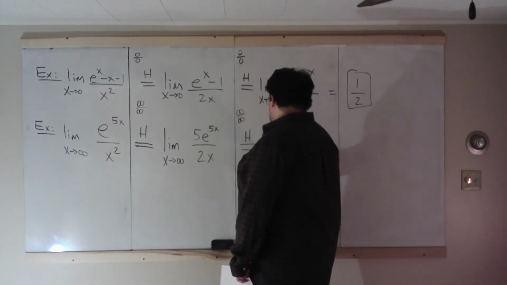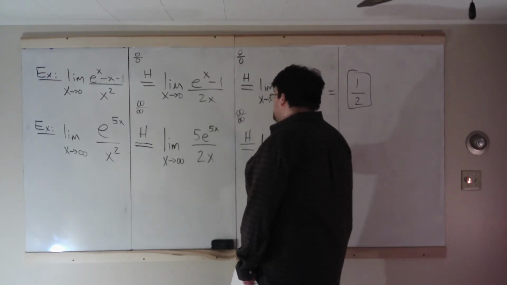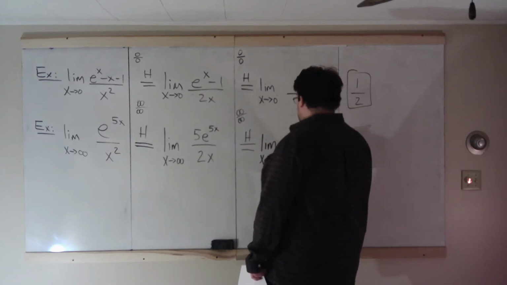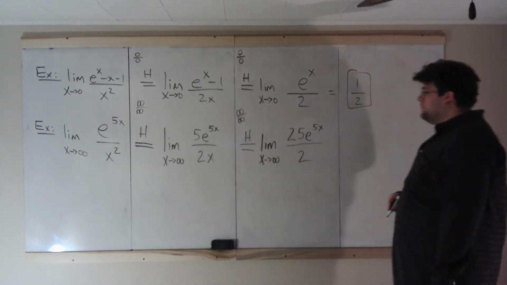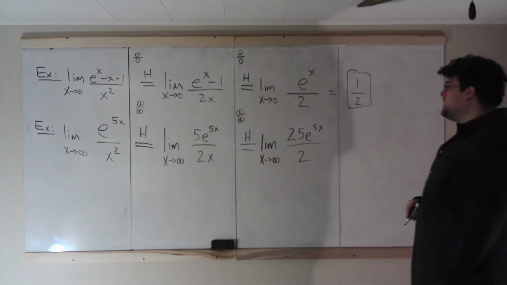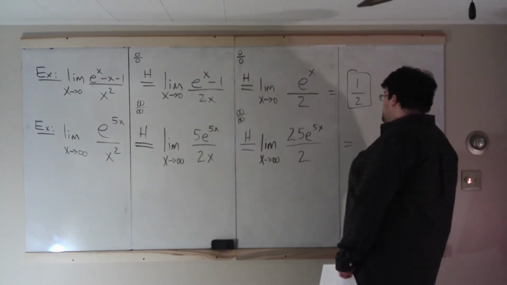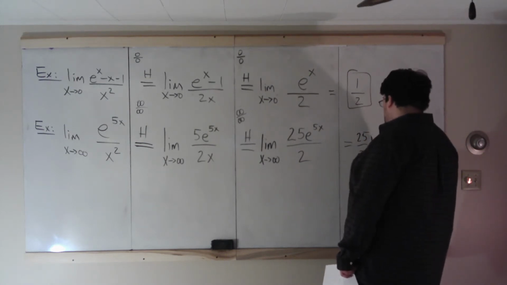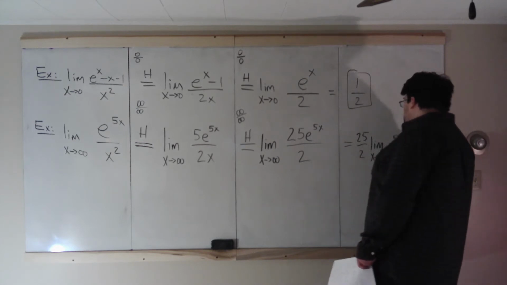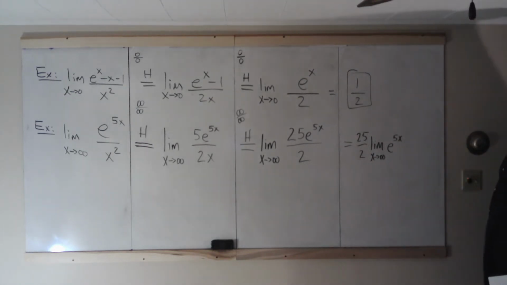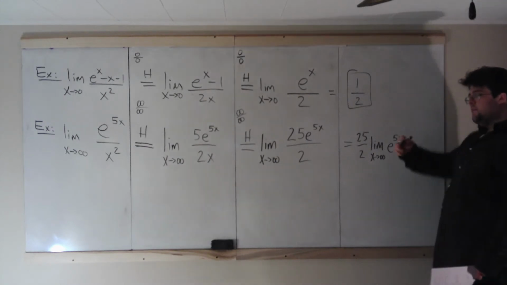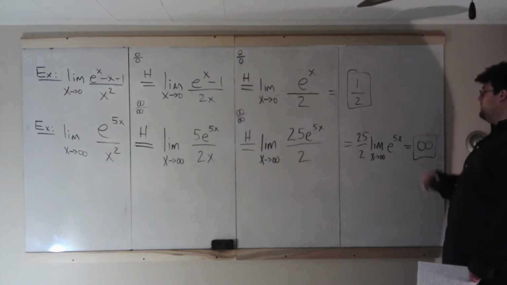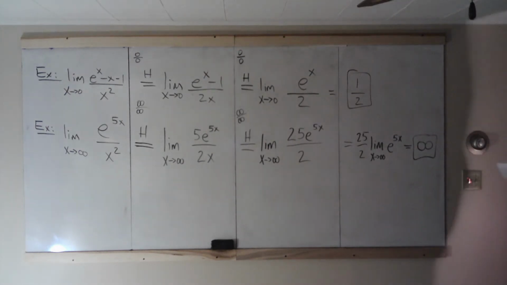But what happens here? We get the limit as x goes to infinity of 25 e to the 5x over 2. 25 because of a second 5 from the chain rule. And what does this limit equal? Well, we can pull out the 25 halves if we want. You don't have to. But as x goes to infinity, e to the 5x goes to infinity. Multiplying that by 25 halves will not change the fact that it is infinite.